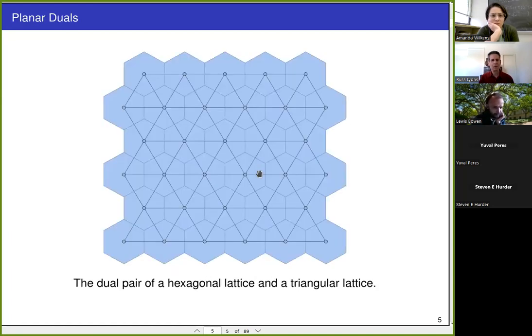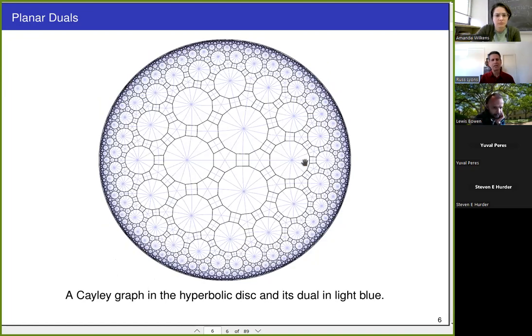Let me talk more about planar duals. Here's a classical example, the hexagonal lattice and the triangular lattice. Here is one in the hyperbolic disk. We have a Cayley graph, which is in black, and the dual, which is in light blue. This is somewhat more relevant to my talk, because my graphs naturally lie in the hyperbolic plane.